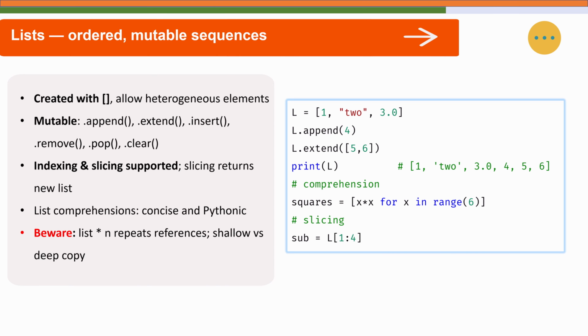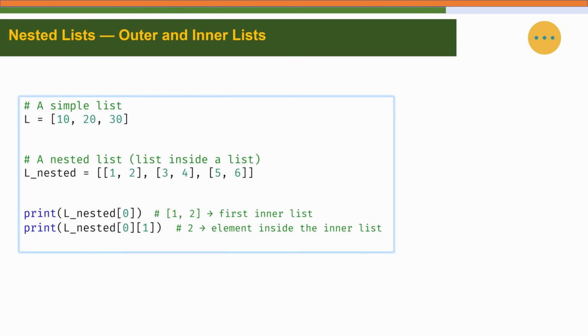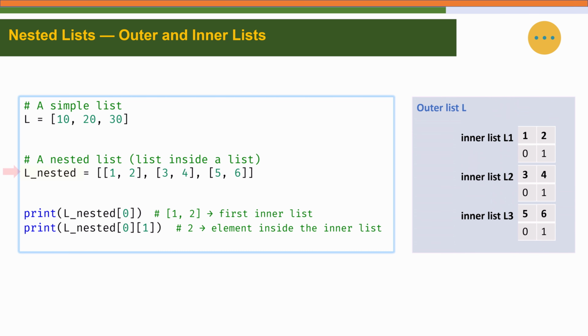So far we have worked with simple lists that contain numbers or strings, but in Python lists can actually contain other lists, and that's what we call a nested list. Let's look at an example, L_nested. You can think of it as a list of lists. Each small list inside is like a row of data. In this structure, L_nested is our outer list because it holds other lists, and each of [1, 2], [3, 4] and [5, 3] is an inner list.